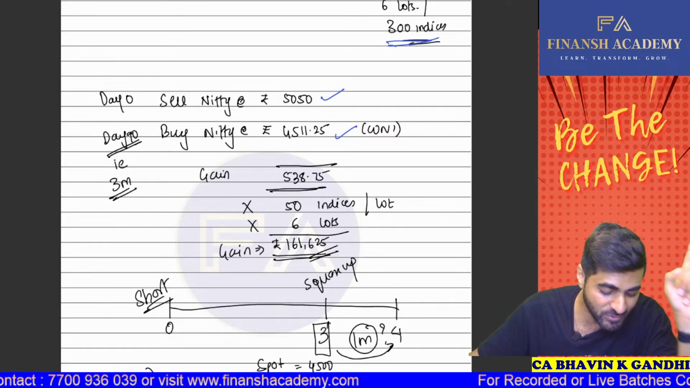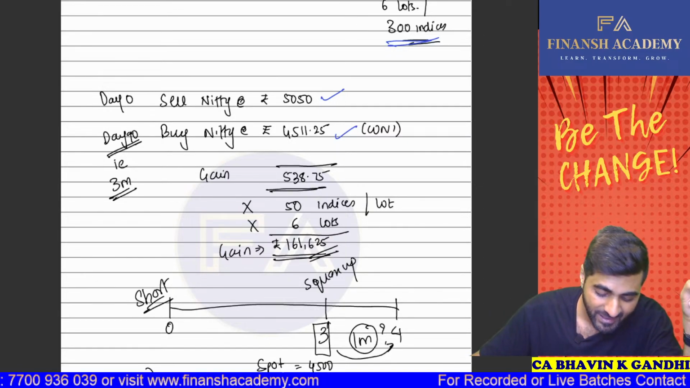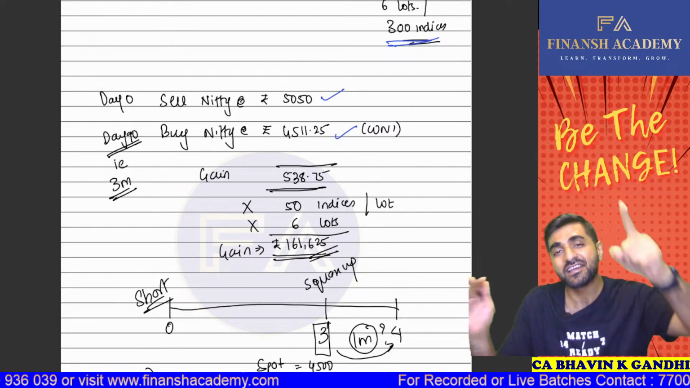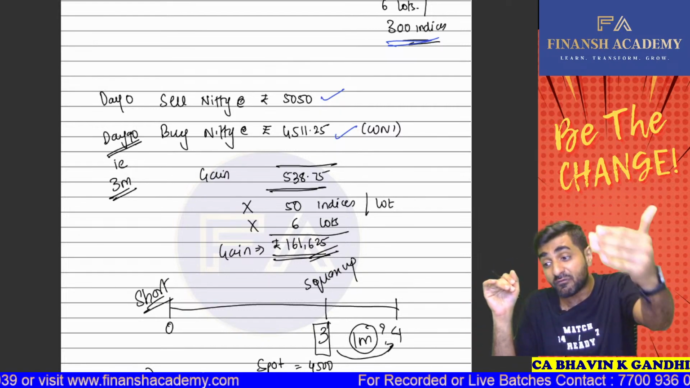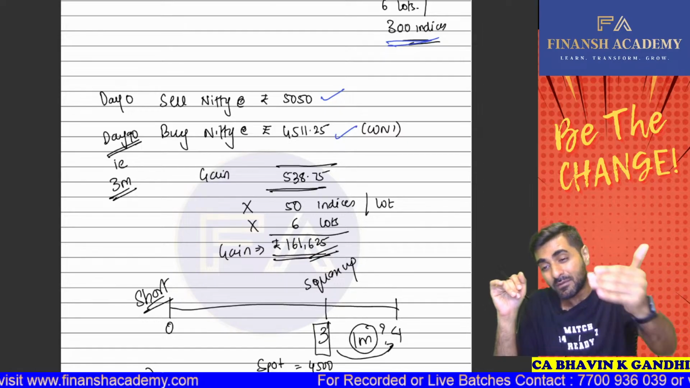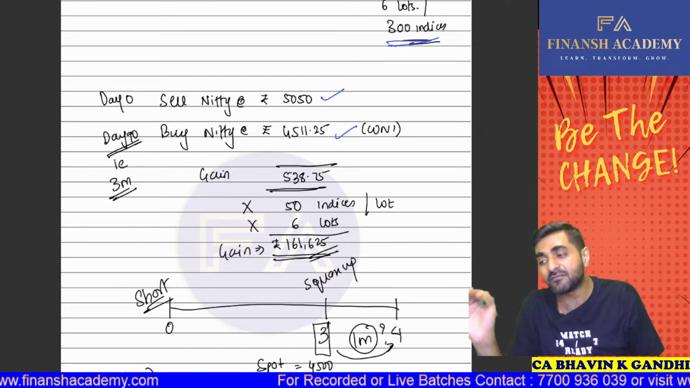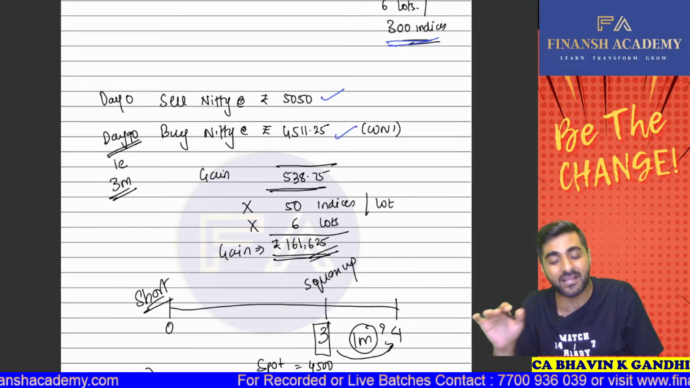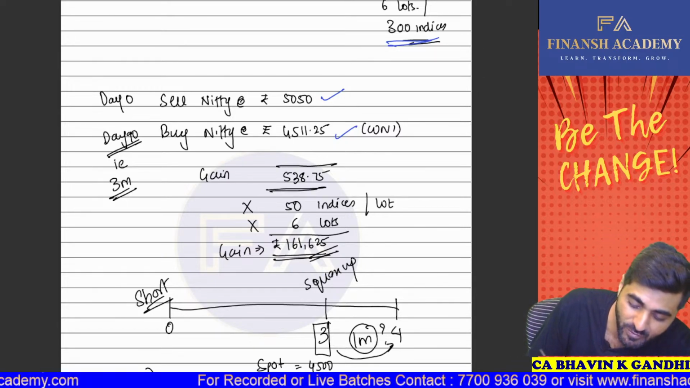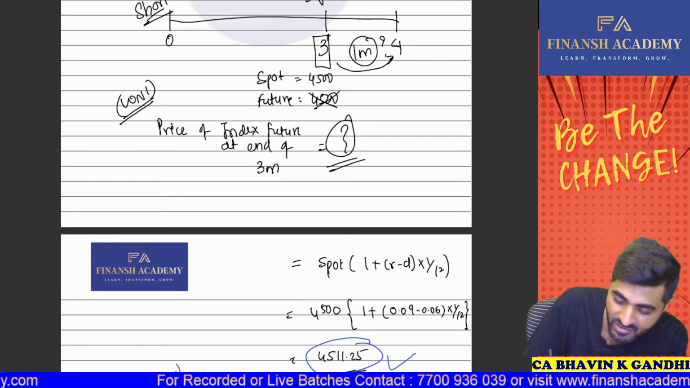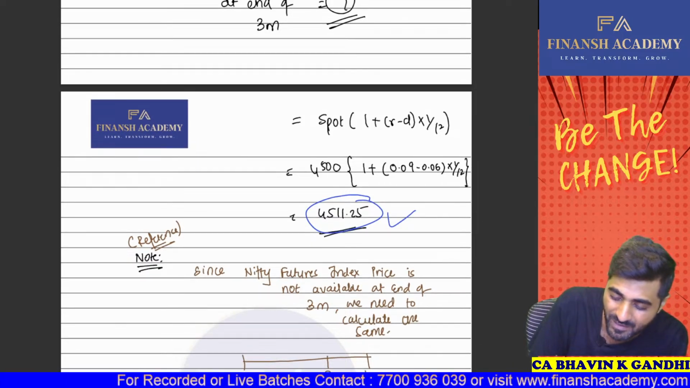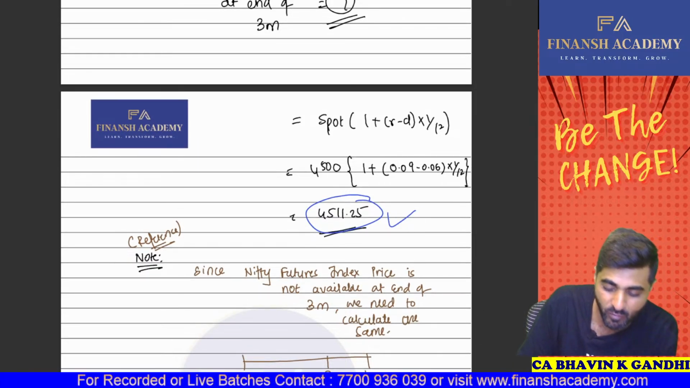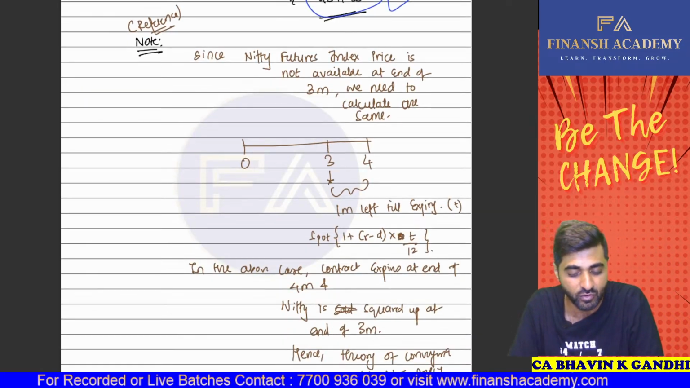So always remember this, that whenever we are squaring up the contract before its expiry, we need the future price. And for the future price which we need, we can calculate it by taking this into consideration: spot into 1 plus R minus D into 1 divided by 12. So this will be 4511.25. So this is how we are going to do the calculation.